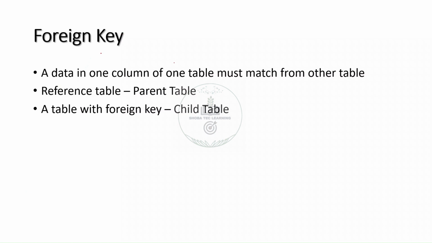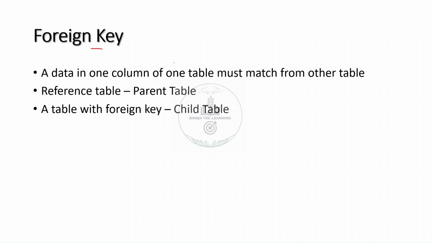Hello everyone. In the last session we discussed what a constraint is and what the types of constraints are. Mainly we discussed primary keys and their functionalities, and how we can create the primary key in two ways, at column level and table level. Today we are going to see foreign keys.